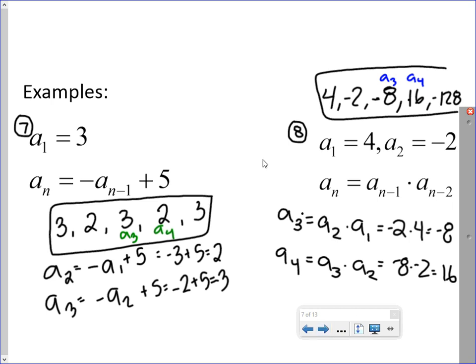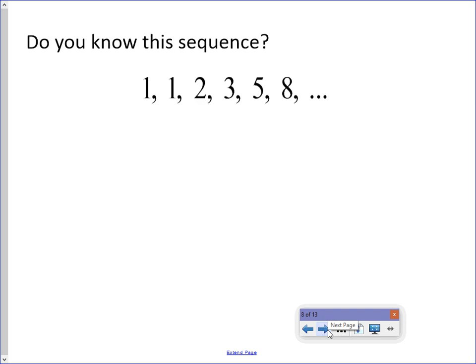Does anybody have any questions or clarifications I can make about a recursive sequence or rule? Okay. Does anybody know the name of this sequence? 1, 1, 2, 3, 5, 8?